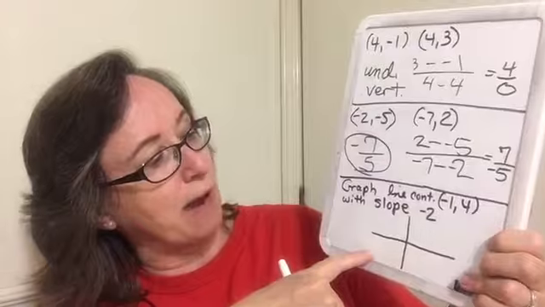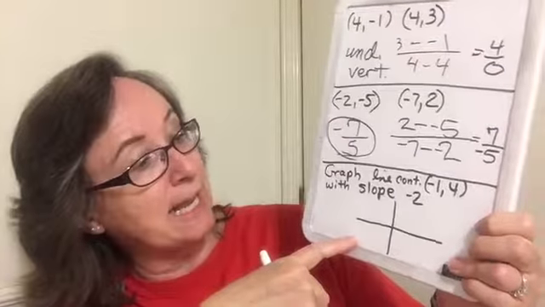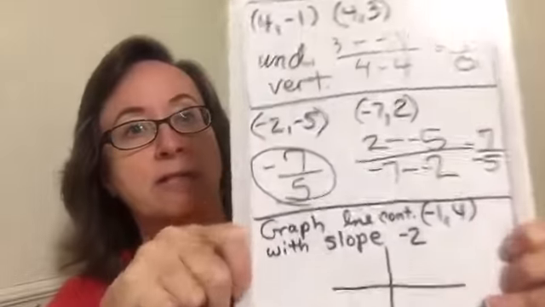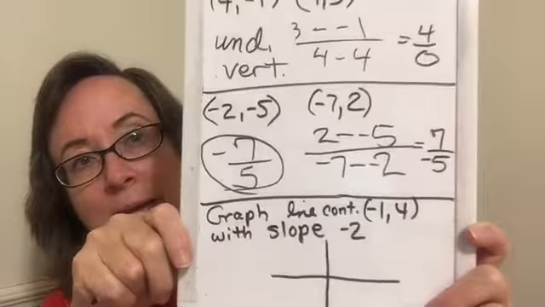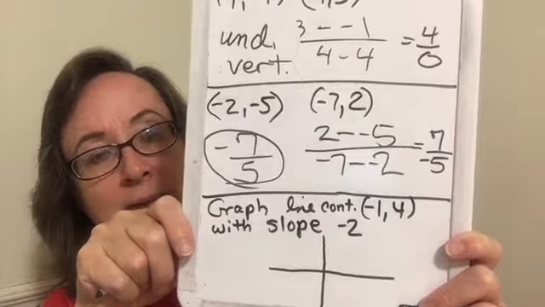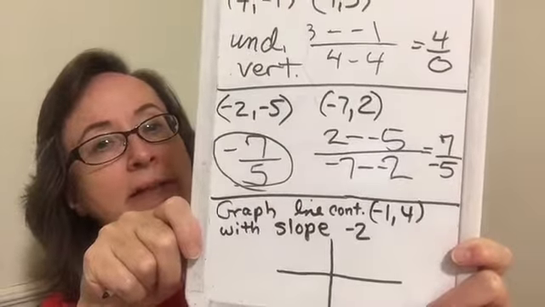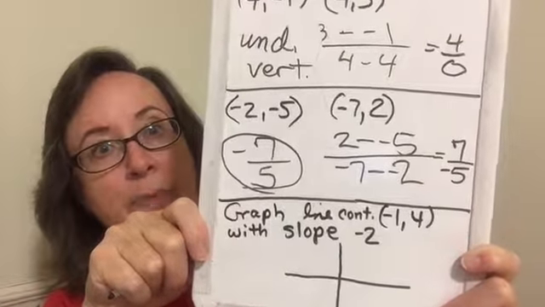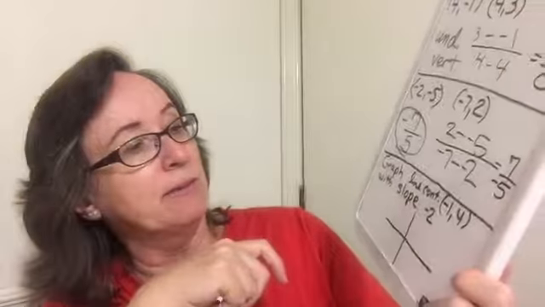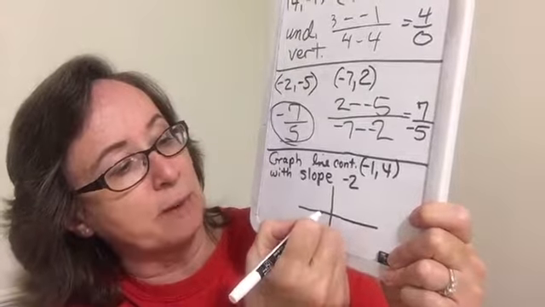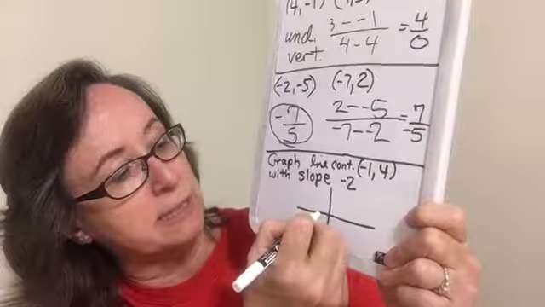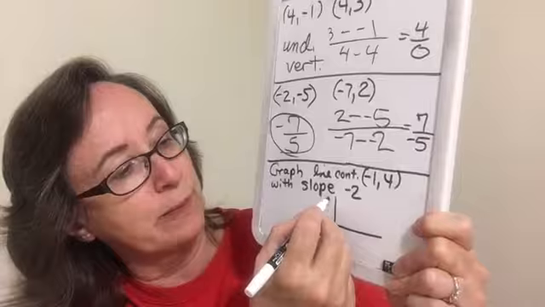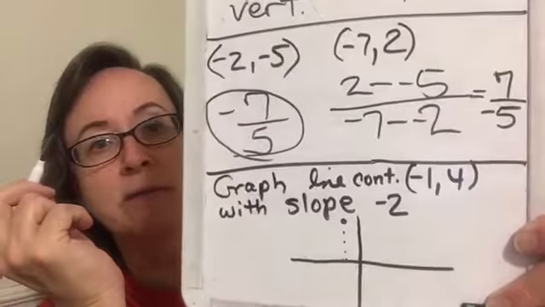This one says graph a line containing negative 1, 4 with a slope of negative 2. Okay, so when I'm graphing something like this, I want to start with my point, and then from that point I will make the proper slope from there. So negative 1, 4 is one step over, and we'll have to make this tiny just because of my board, one step over, 1, 2, 3, 4. So that is negative 1, 4 right there.